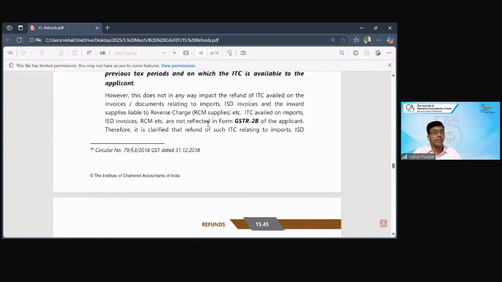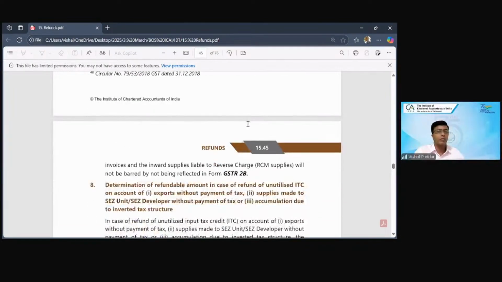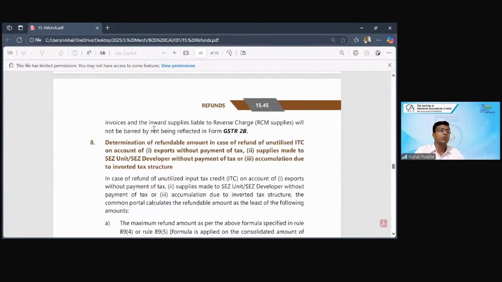Now, this rule has an exception where ITC, which is allowed on imports or on ISD invoices or which is paid by you under RCM, first need not be reflected in 2B, and therefore the refund of these will be allowed even though they are not reflected in 2B, because many times they will not reflect in 2B. Still, you will get the refund.